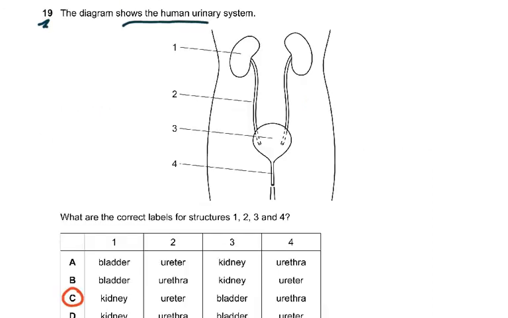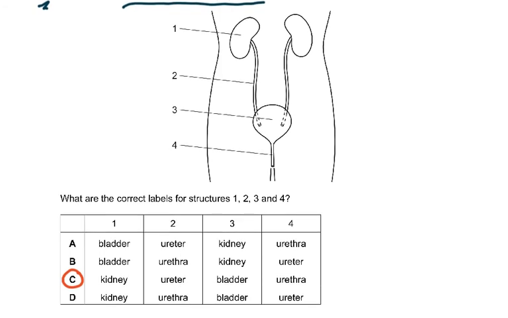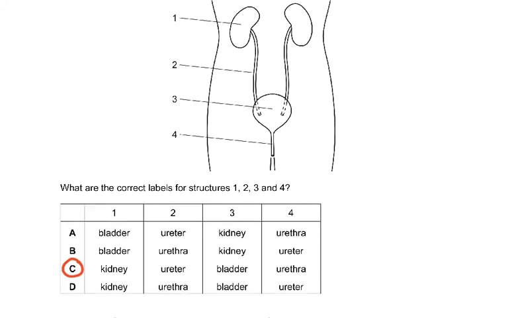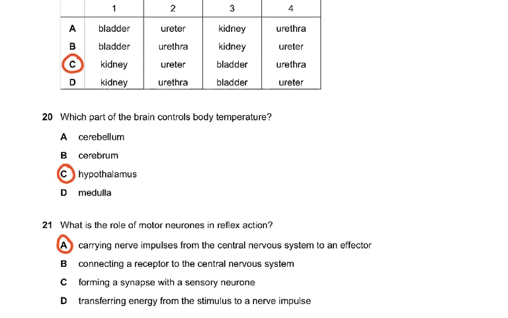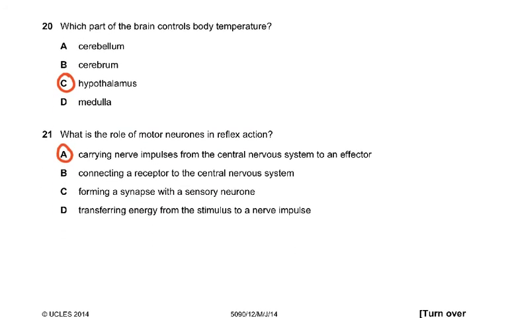So 19, the diagram shows the human urinary system. What are the correct labels? 1 was the kidney, 2 was the ureter, 3 was the bladder, and 4 was the urethra. I'm sure everybody knows that. That wasn't a very difficult question. Then coming on to question number 20, which part of the brain controls body temperature? Hypothalamus, thermoregulation, and osmoregulation.